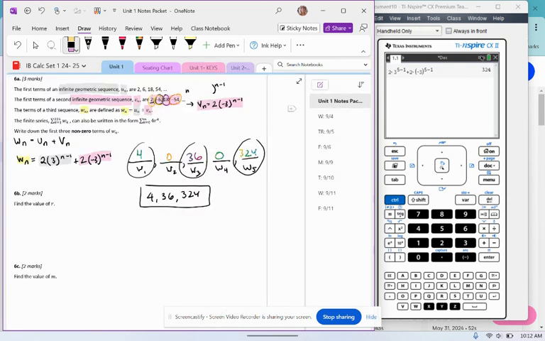Okay, here we go. I'm going to erase these pictures here because it's getting kind of crowded, but we're going to leave the rest. So now it says find the value of R. So let's locate R in the problem. Where is R? R is right here.